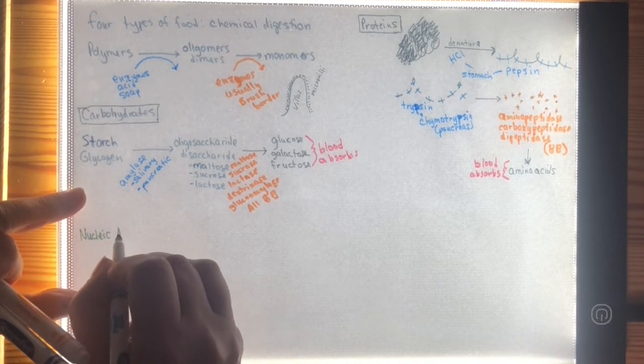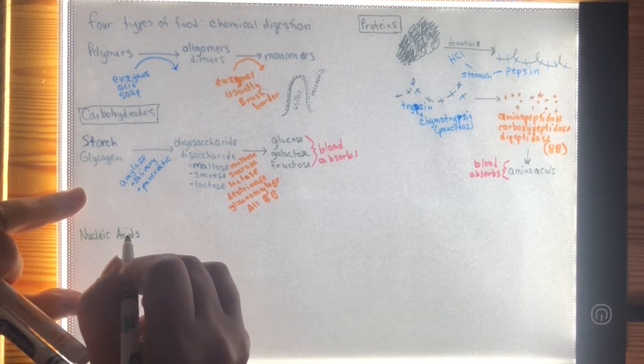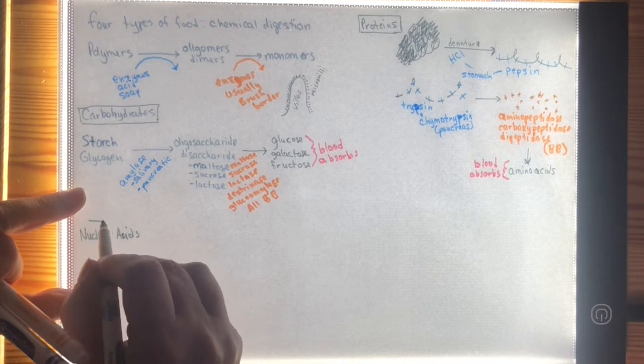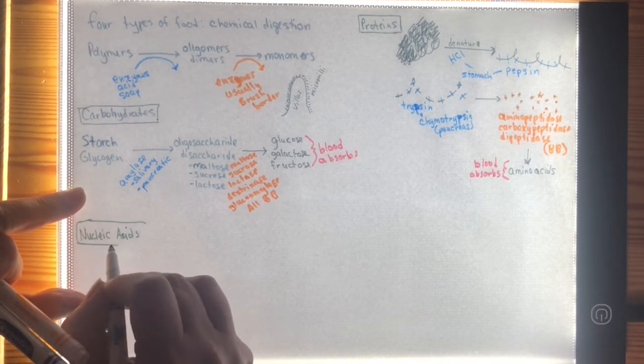Well, let's move into our next type of foodstuffs. So we finished with carbohydrates and proteins. We're going to move on to nucleic acids. And nucleic acids are DNA and RNA.